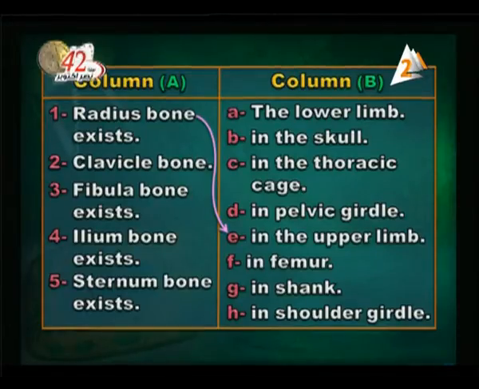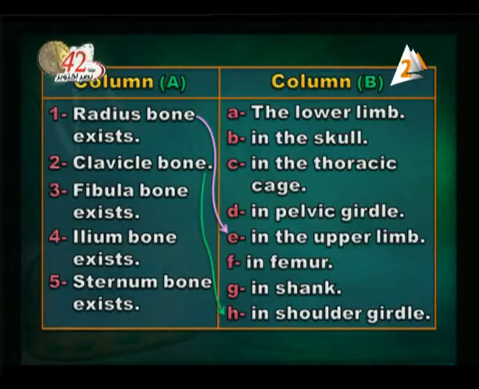Number 2, clavicle bone. Where can you find clavicle bone? Of course, clavicle bone is found in the shoulder girdle. Third one, fibula bone exists where? Yes, you are correct. Fibula bone exists in the shank.